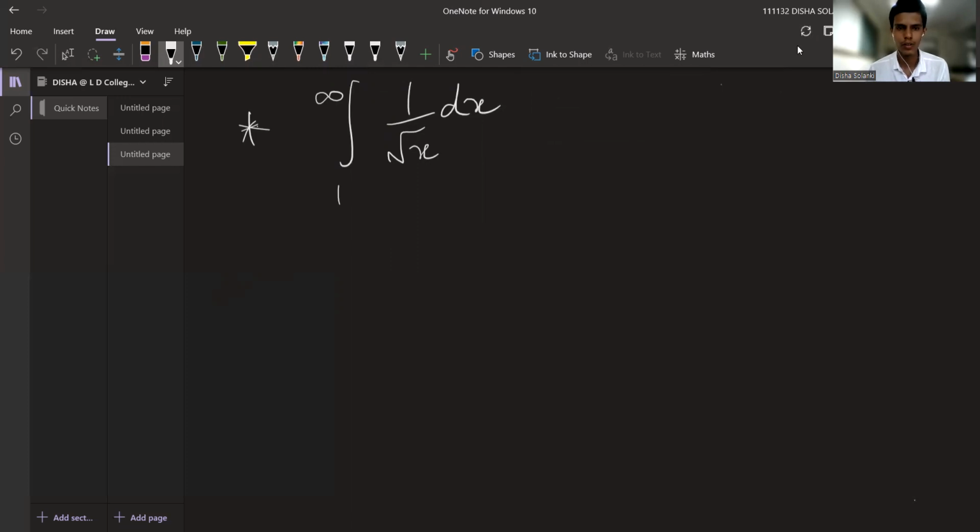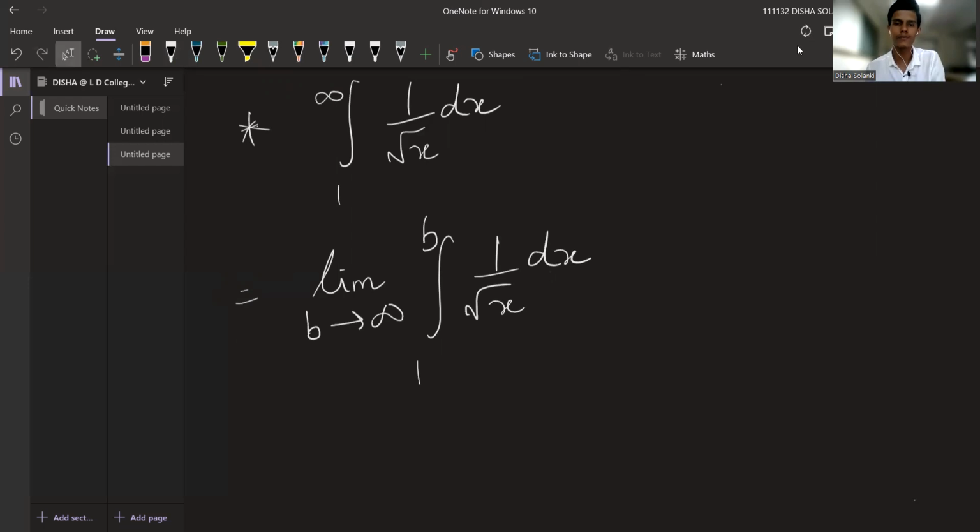So now we assume some number b in place of infinity such that b is tending to infinity. So we write b here instead of infinity, and the limiting condition is that b is tending to infinity, meaning the value of b is getting closer and closer to infinity. The function is as it is, 1 by root x dx.